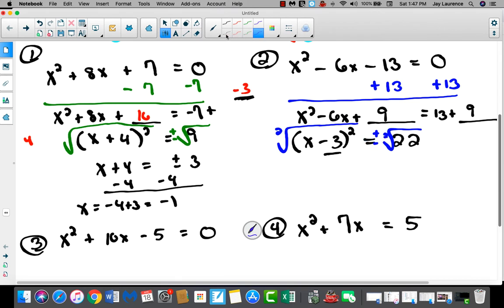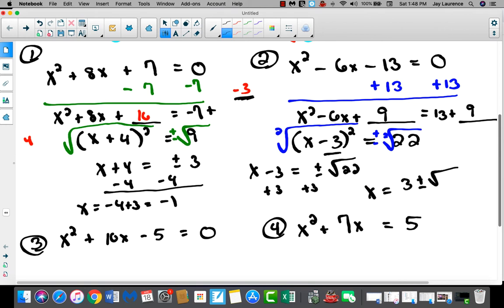Okay, so on the left-hand side, I have x minus 3, and that's equal to plus or minus the square root of 22. Now I can't simplify the square root of 22, it's not a perfect square, so I'm just going to get x alone, and I'm going to add 3 to both sides. And so my two solutions will be x equals 3 plus or minus the square root of 22. And there you go. So we've got 3 plus the square root of 22 and 3 minus the square root of 22. And those will be the two solutions.